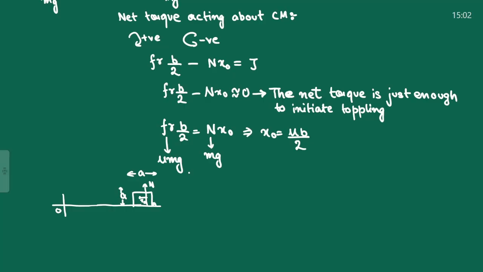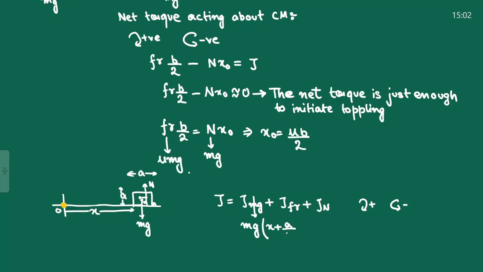So the net torque is as follows. This is mg. If I take this as the origin, then the distance from the origin to the start of the block is taken as x. Net torque is torque due to mg plus torque due to friction plus torque due to normal reaction force. I'll take clockwise torque as positive and anti-clockwise torque as negative. If I take this as the axis of rotation, the torque due to mg would be mg into x plus a by 2.